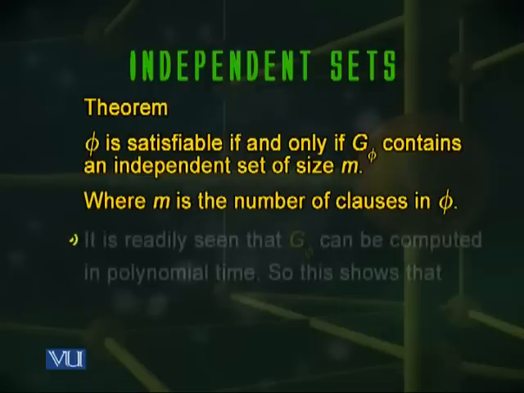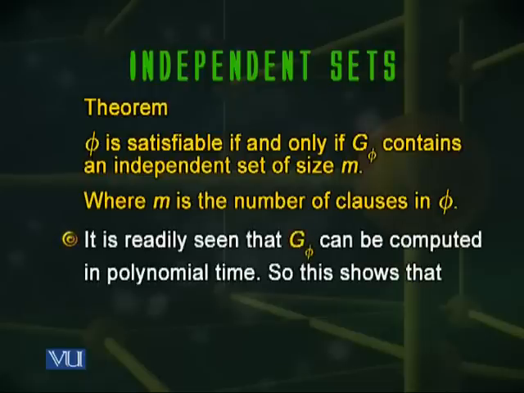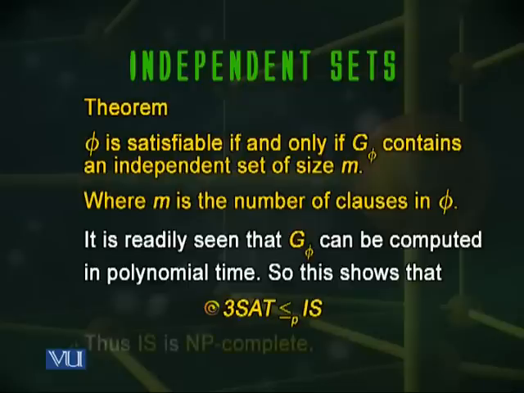Once we have done that, it is very easy to see that G sub phi can be computed in polynomial time. So this shows that 3-SAT is polynomial time reducible to the independent set problem. Thus the independent set problem is NP complete. If you look at this proof, or if you think about it a bit, what did I do?